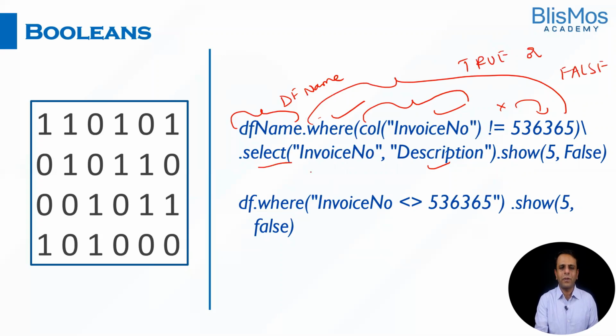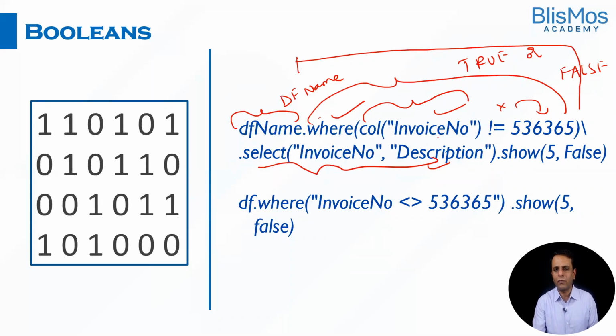Here, as you know, we are just selecting a couple of columns. This is the statement we should really focus on, which evaluates to either true or false. Here we are trying to see which record of this data frame has an invoice number that is not equivalent to 536365. In the resulting set, we will get only the values which are not equivalent to this.